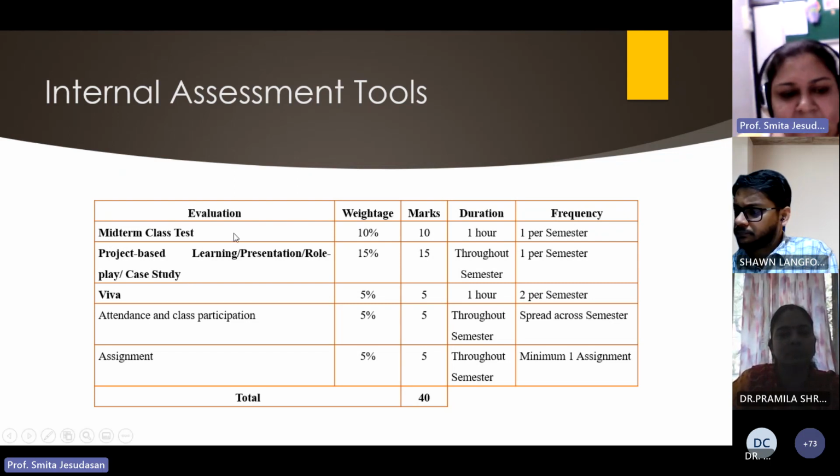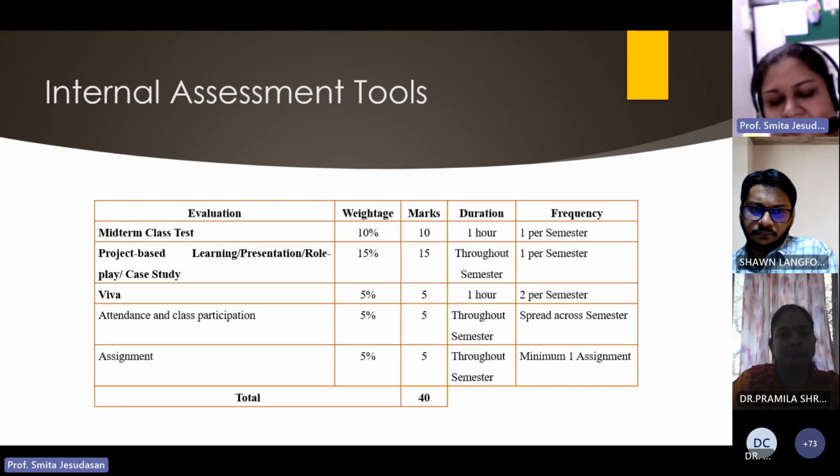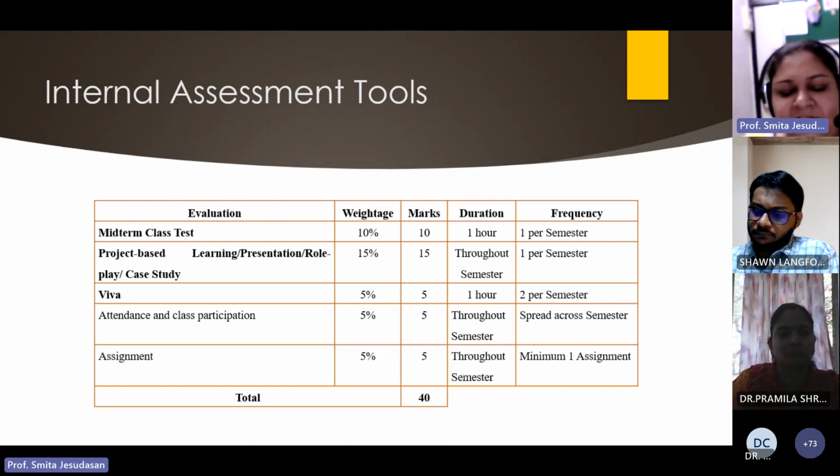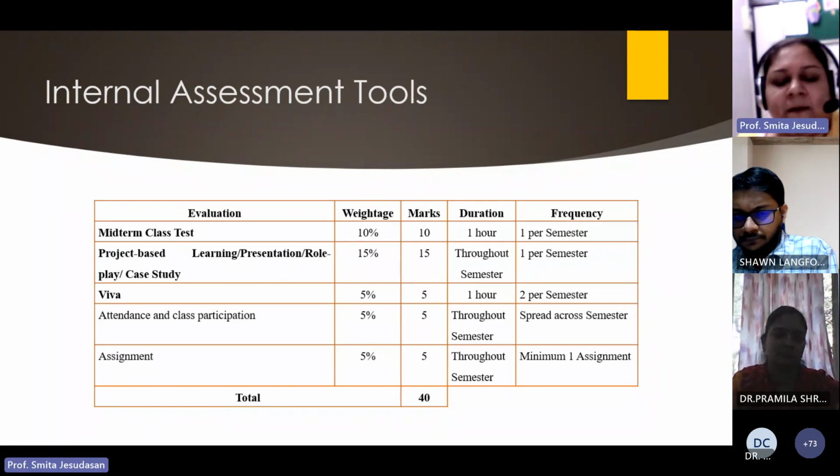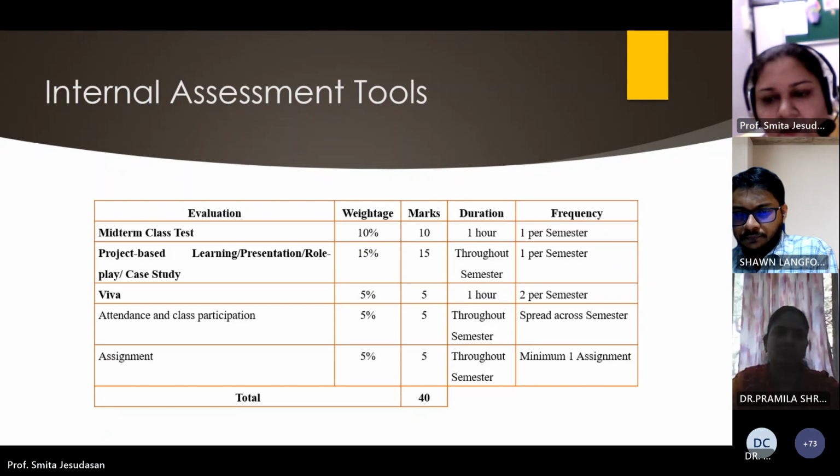Now, when we take the midterm test, what can be the objective of having a midterm test? Because when we highlight the tools, we have to identify the objective of using a particular tool. So what will be the purpose of using a midterm test? To test the knowledge of students.